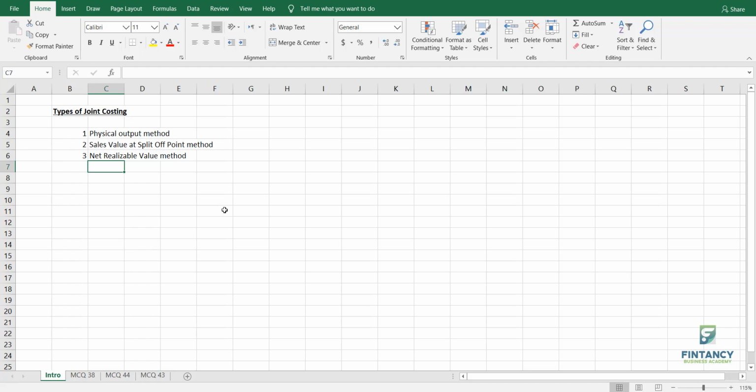Now see, when I'm saying joint costing, you need to remember we have already done absorption costing, variable costing, activity based costing and process costing. In those methods we said we have some material, some labor, some overhead, and we are making a product, right? What if you have a material and when you process it, you have more than one finished good? More than one output you get.